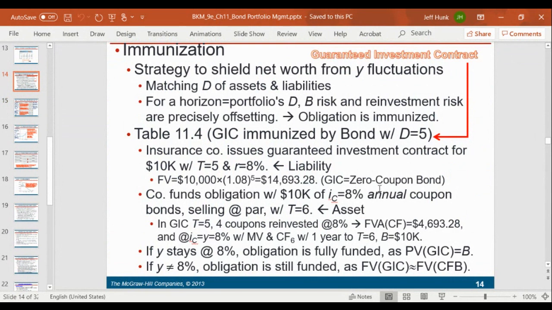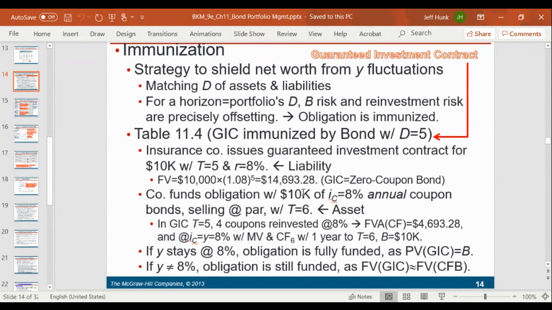So usually, as a single individual investor, this doesn't happen to you. But if you are an institutional investor, such as an insurance company, this happens a lot. Also, if you're a fund manager, this happens a lot with a portfolio. Why? Because insurance companies usually sell guaranteed investment contracts, right?